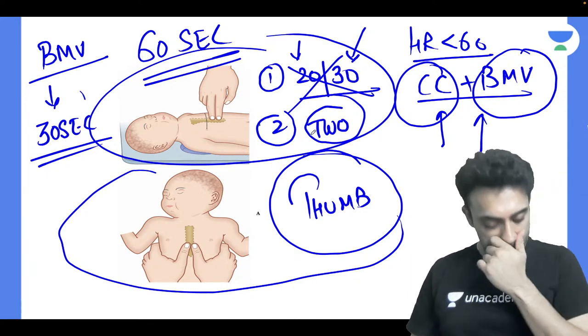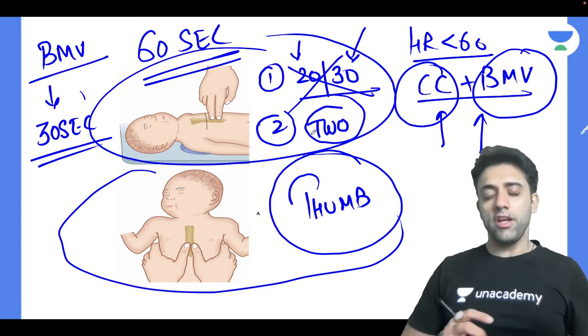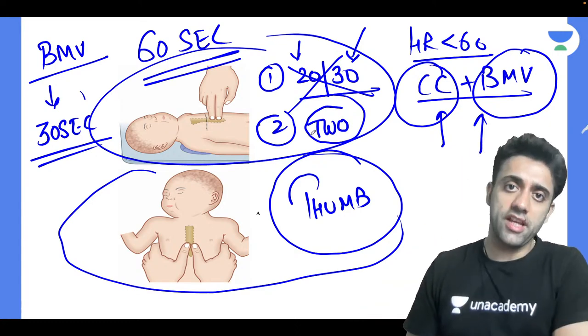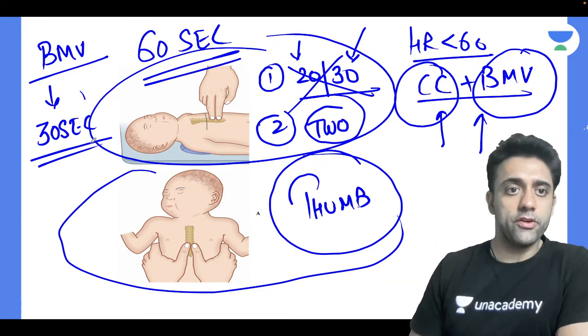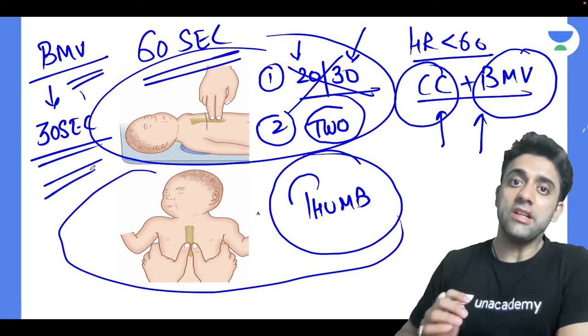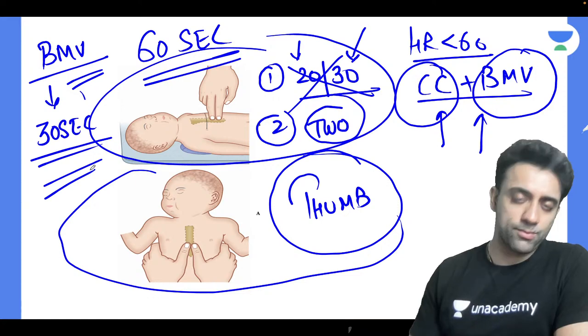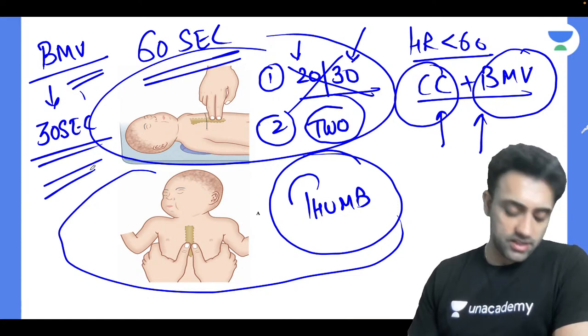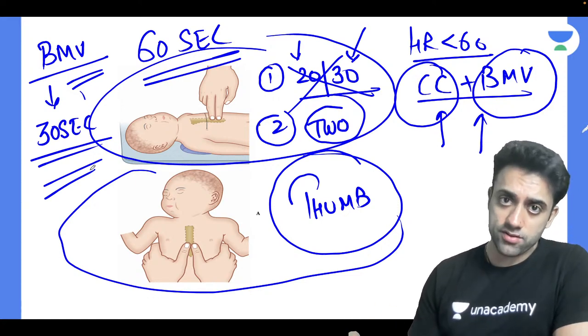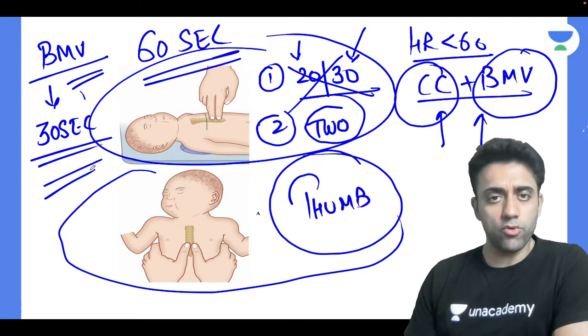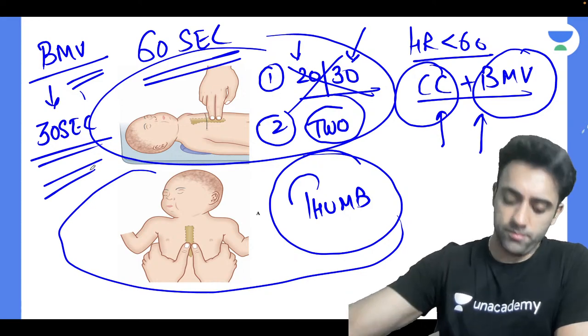Okay? Remember. So Osama, will you remember this for me, bro? If you are doing chest compression and bag and mask ventilation, you'll do it for 60 seconds. If you're doing only bag and mask ventilation, you'll do it for 30 seconds. Has everyone understood this much? Please put a like in the comment section that you have understood, so that I can move further. Only 12 more minutes left, then this class is over. Please let me know.